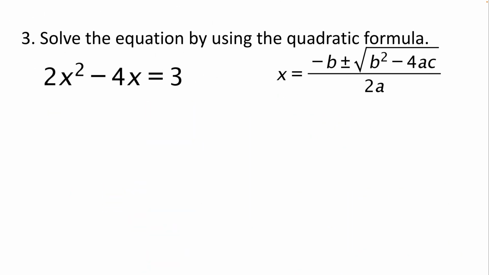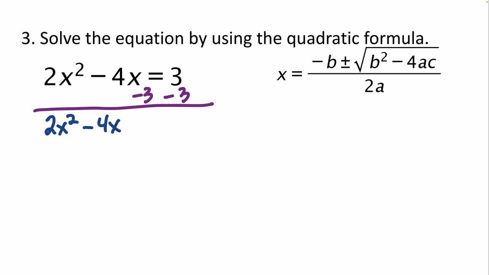We need to solve the equation 2x squared minus 4x equals 3 using the quadratic formula. This equation is not in standard form because it's not equal to 0. So let's start by rewriting this equation in standard form. To do that, we need to subtract 3 to both sides. That will give us 2x squared minus 4x minus 3 equals 0.